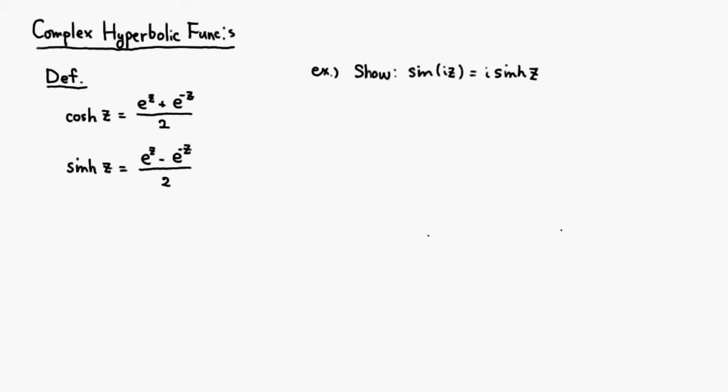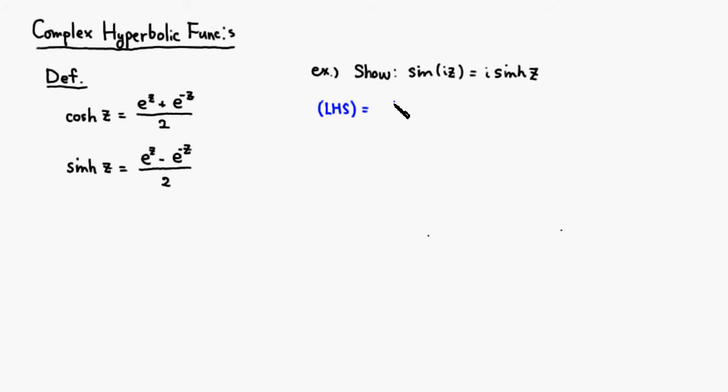Alright, so let's do just one simple example. Let's show that the sine of iz is equal to i hyperbolic sine of z. Let's start with the left hand side and try to get to the right hand side using a series of equalities. So we have sine of iz.